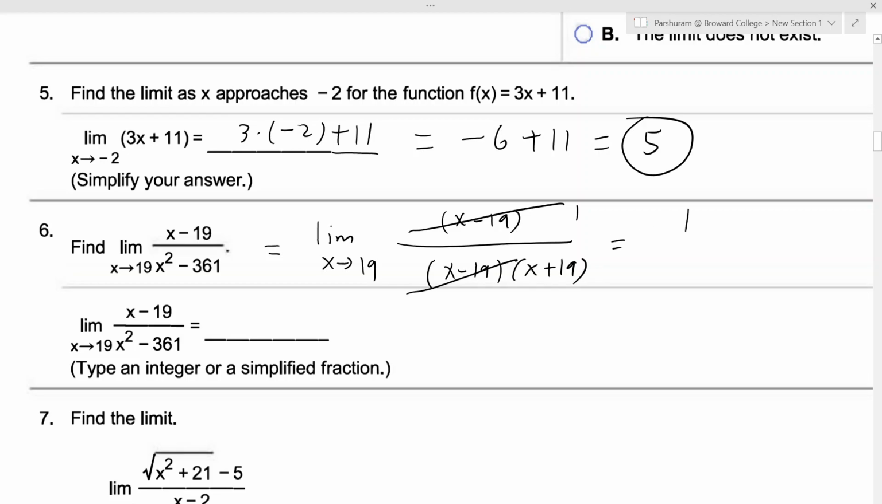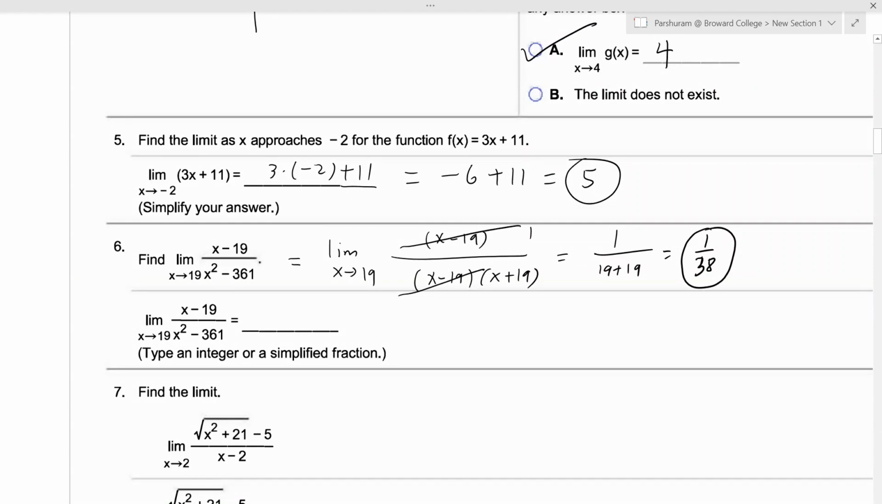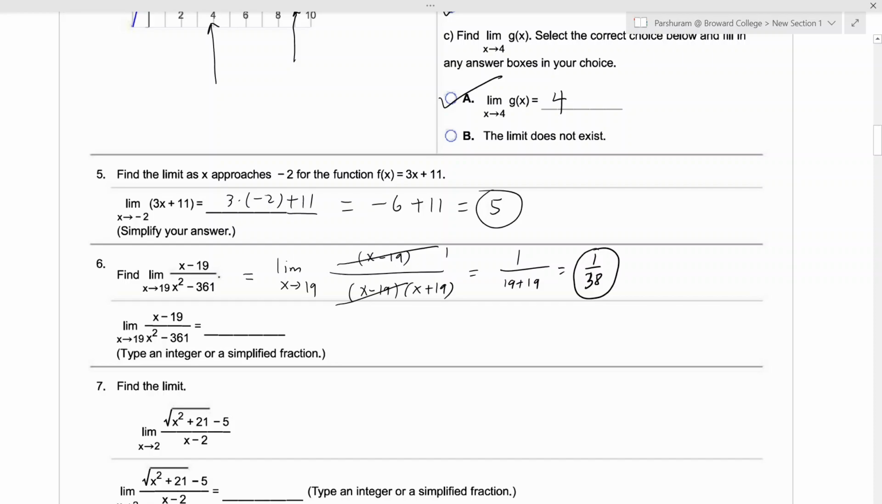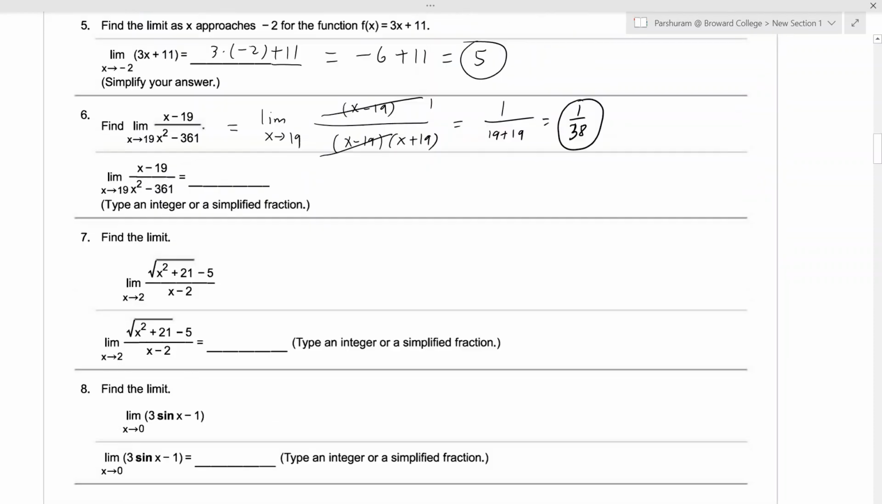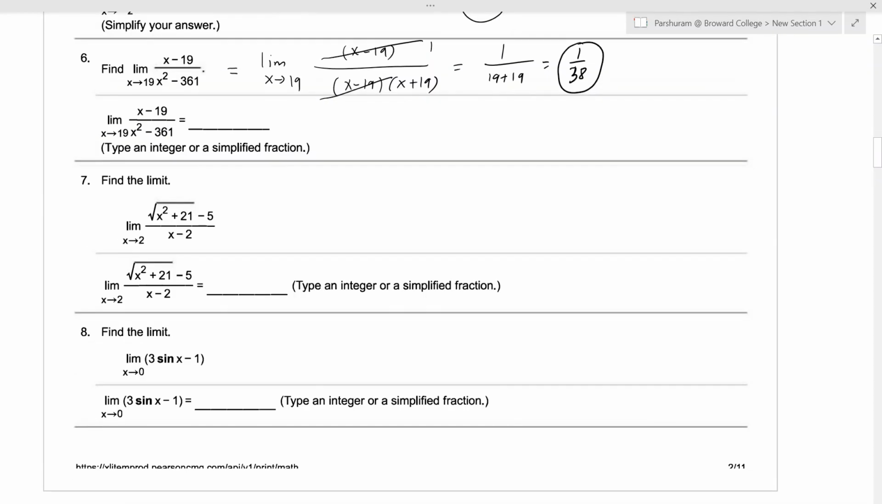And now we can put x equal 19 here, and that will give us 1 over 38. That's the limit of this. So remember, for this kind of rational function, before plugging in x, before finding the limit, you always have to simplify the rational function if it's undefined. Okay, so that's 1 over 38. Let's go to problem 7.